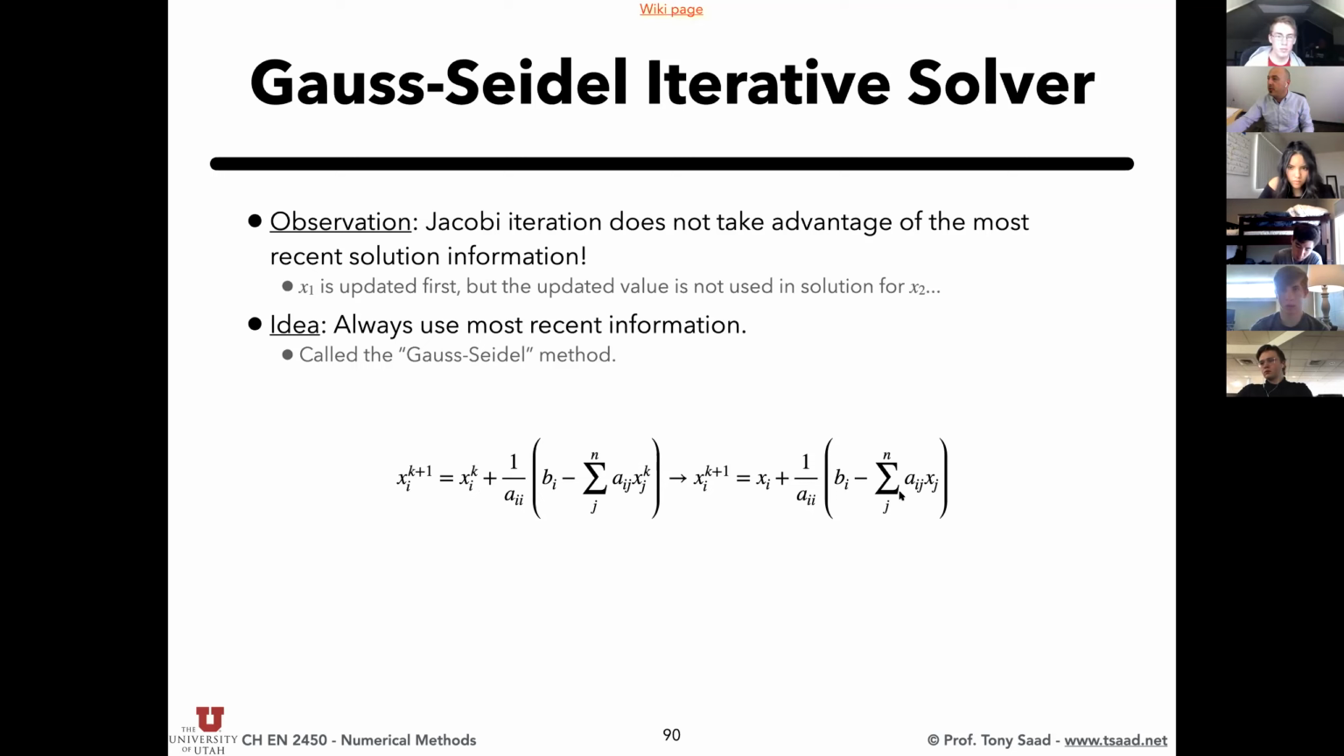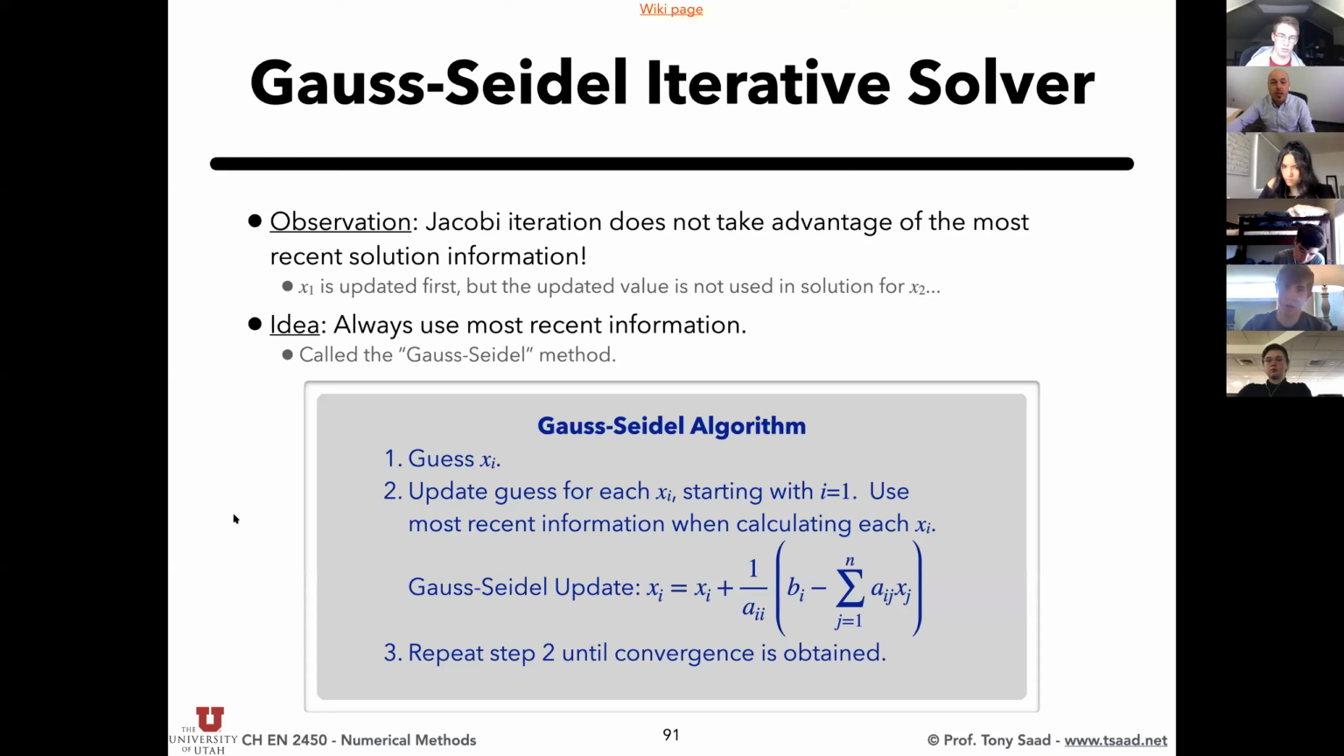And what we're going to say here is we're going to use the most recent information. Just use whatever is available in your array. So as you are updating your array, just reuse it. Keep reusing it, and you'll see this in the code. It's actually simpler because you don't need to store an old copy and a new copy. You only store one solution vector and you keep reusing it. Turns out by doing this, you can improve your convergence rate. You can double your convergence rate.